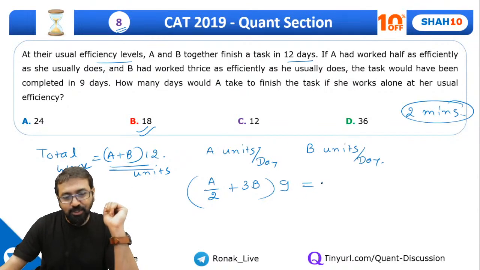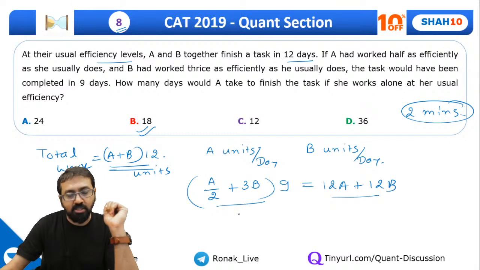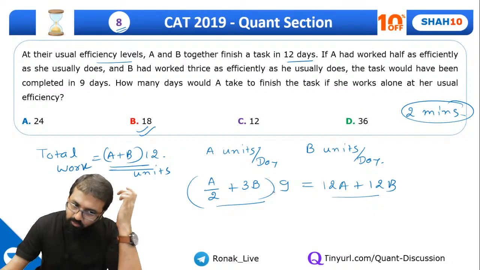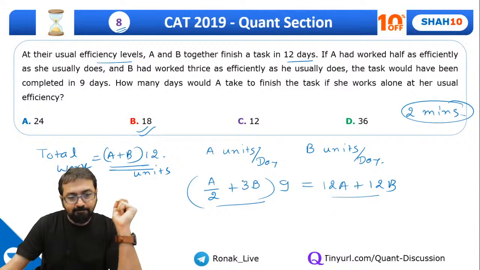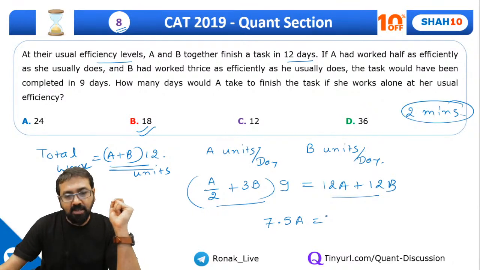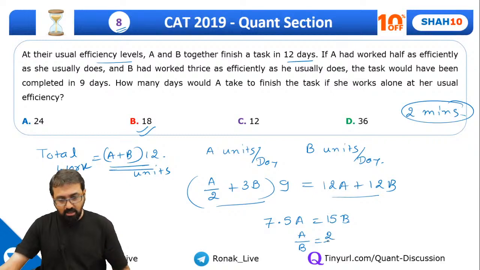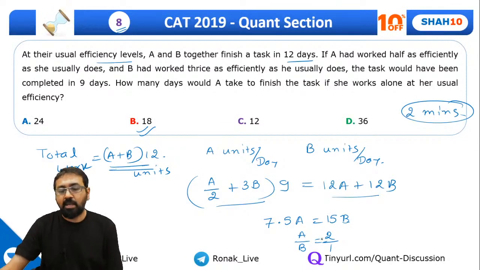So this should be equal to 12A plus 12B, because this is also the complete work, right? So if we just solve this thing, what will we get? 9A by 2. So if I just solve this thing, I'll get 7.5A is equal to 27 minus 12, 15B, or I'll get A by B as 2 by 1. Yes or no? A by B will be 2 by 1.